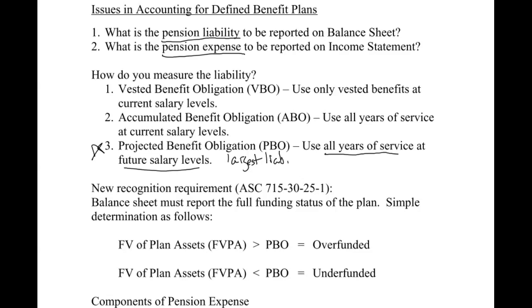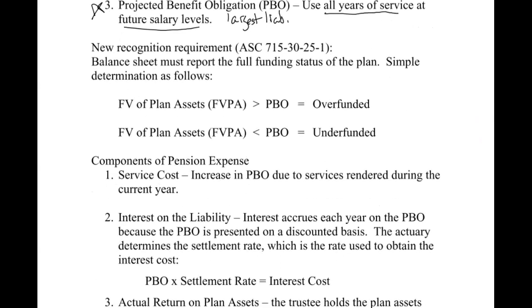Okay, so for the funding status of the plan, the balance sheet must report the full funding status. It's simple to look at. We're going to compare the plan assets, so the fair value of the plan assets, that's the amount that's invested with the trustee. We talked about in the first video how all the money goes to the trustee and is invested. That's what we're talking about there, the market or fair value of those assets. And then we compare that to our obligation.